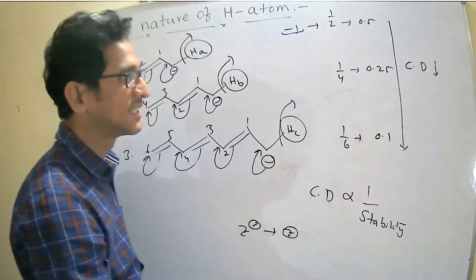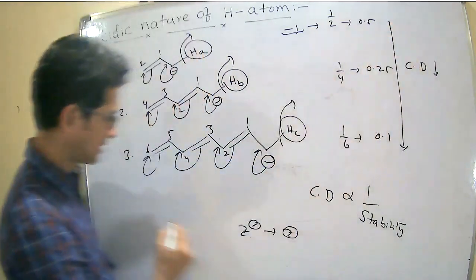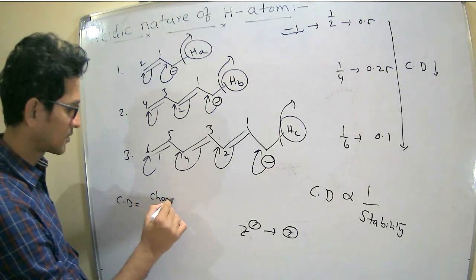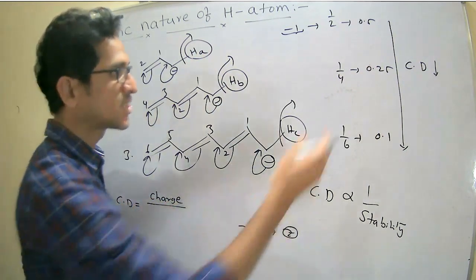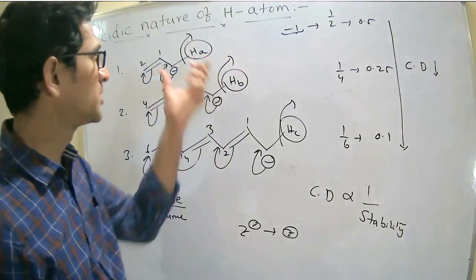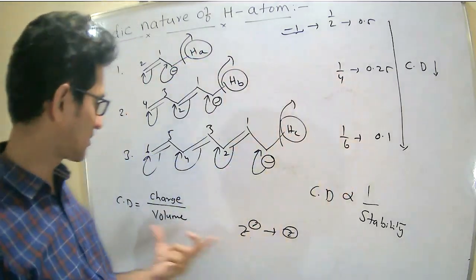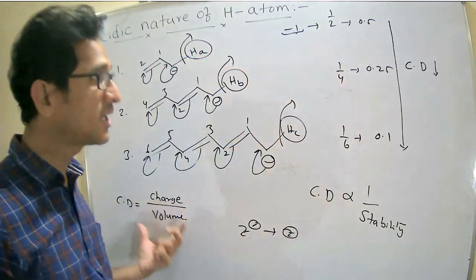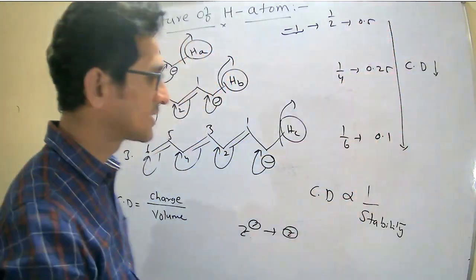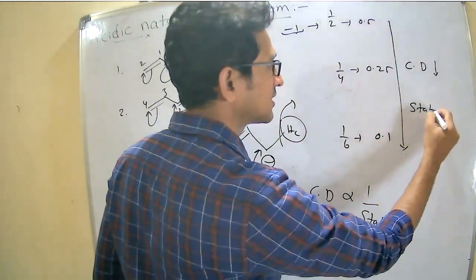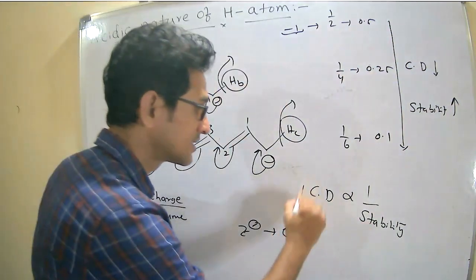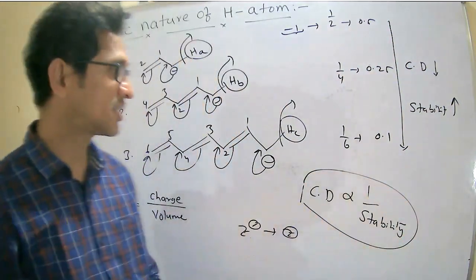What is the charge density? Charge density is equal to charge by volume. Here the volume is 2 carbons, then 4 carbons, then 6 carbons. So from top to bottom, the charge density decreases, and as charge density decreases, stability increases. This is the relation between charge density and stability.